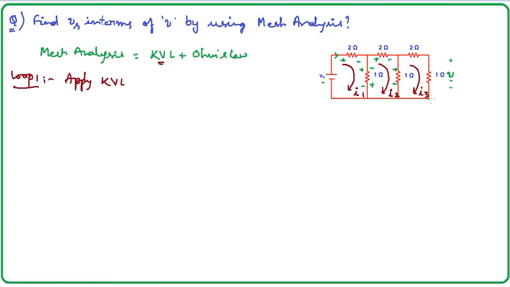Now I am moving to the third loop. Same concept: this is positive and this is negative. Similarly, this is positive and this is negative. Similarly, this is positive and this is negative. So these are the voltage drops across each and every resistor according to the corresponding currents.